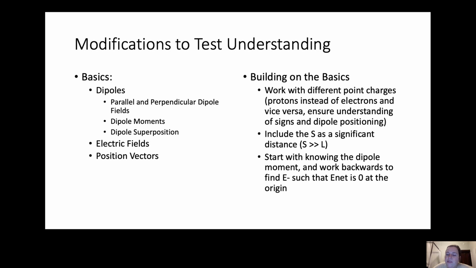We could also include s as a significant distance so that we're using different formulas, expanding on our knowledge of the E field formulas that we were given for a perpendicular and parallel dipole moment. And we could also start by including the dipole moment and work backwards to find the E negative field such that E net is 0 at the origin. So you can start with a different portion that you understand, and then if you work to solve it and you're getting the same answer, then you did it correctly.